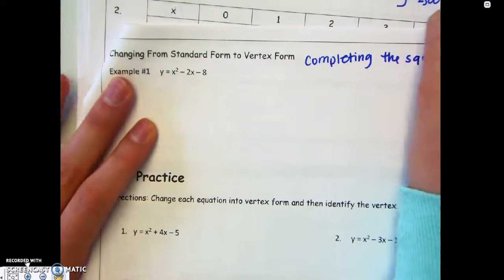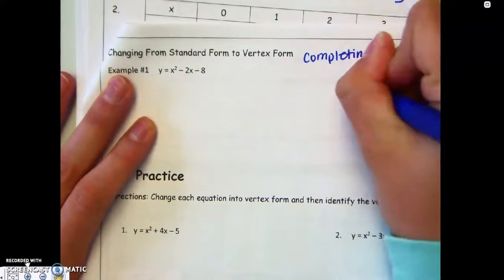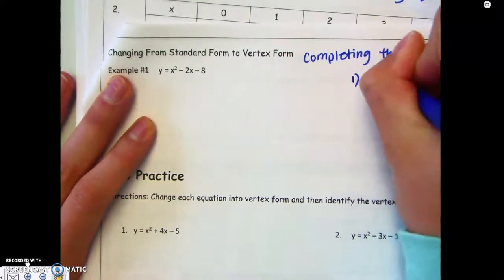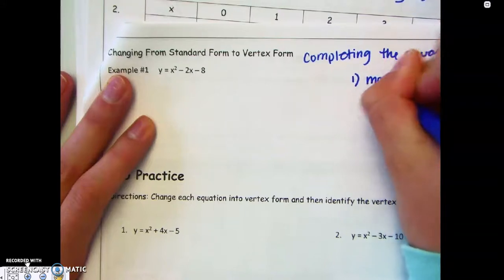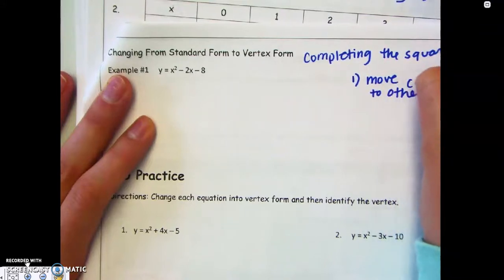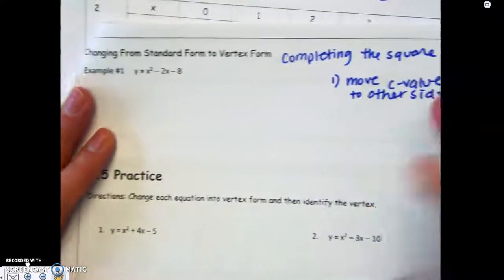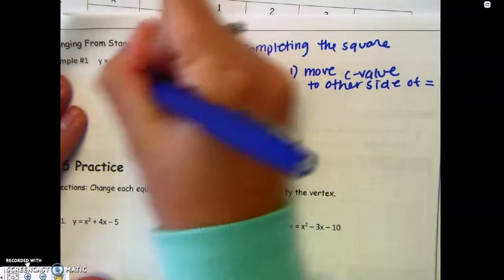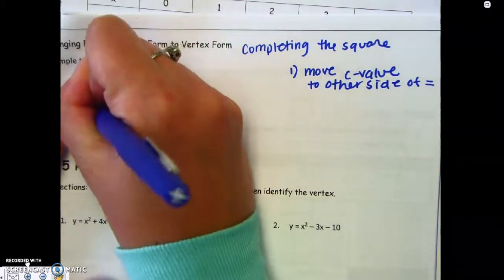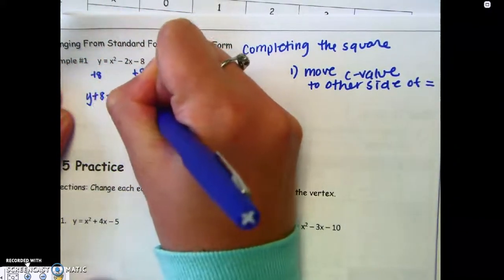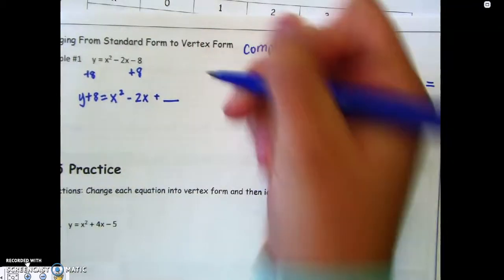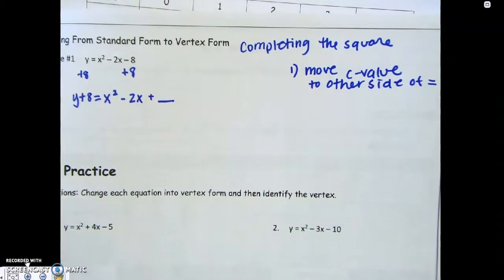So the first step is to get your C value. Number one is going to be to move the C value to the other side. This just helps you see what your C value needs to be. So I'm going to add 8 to both sides, so I can see what I need to add to be my C value here to make it a perfect square trinomial.